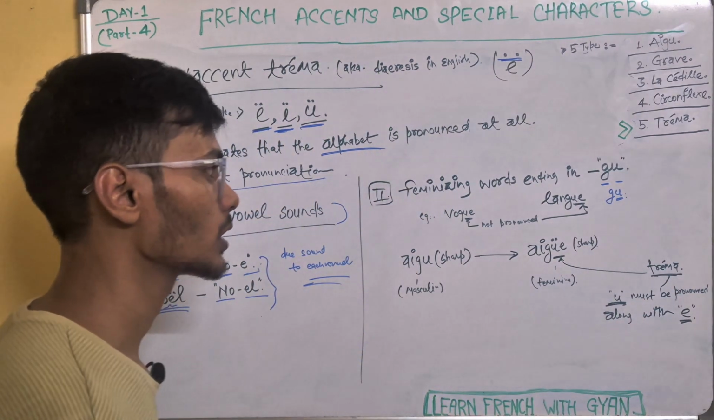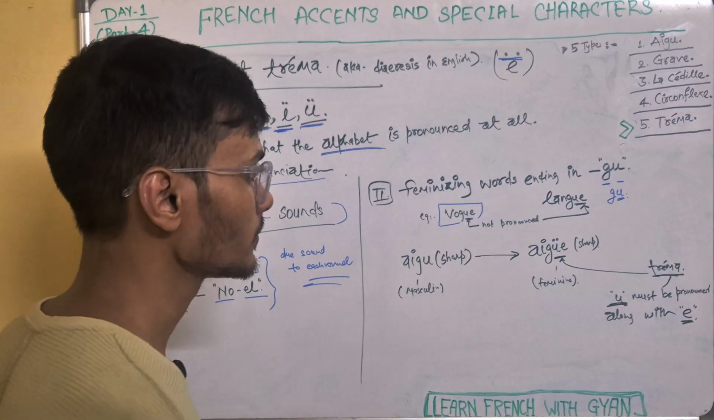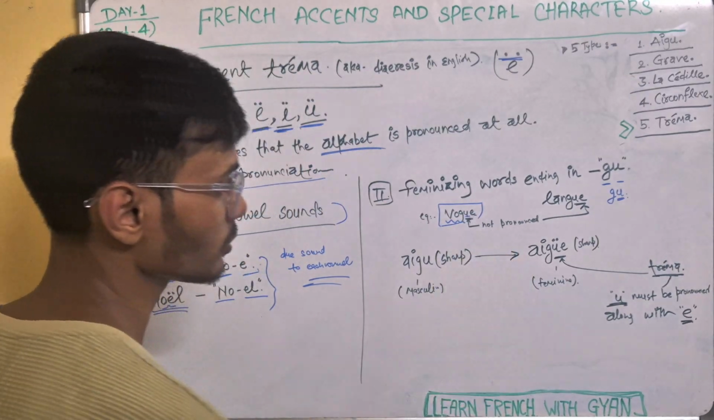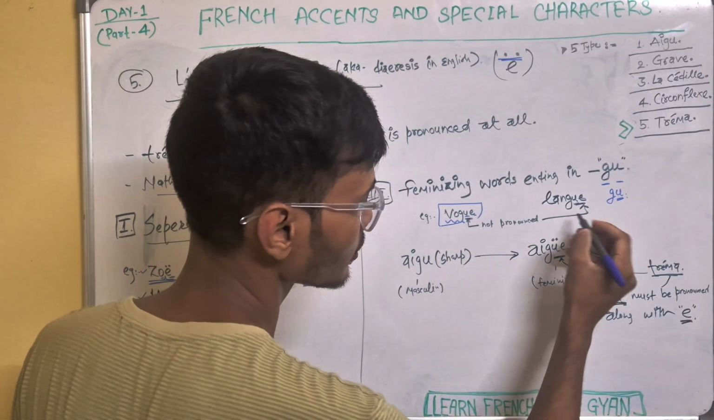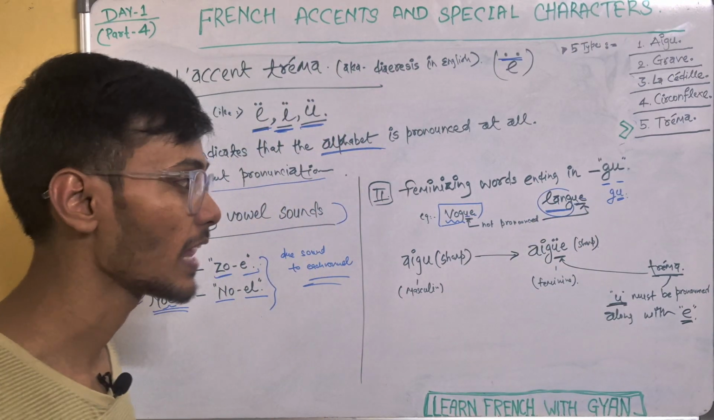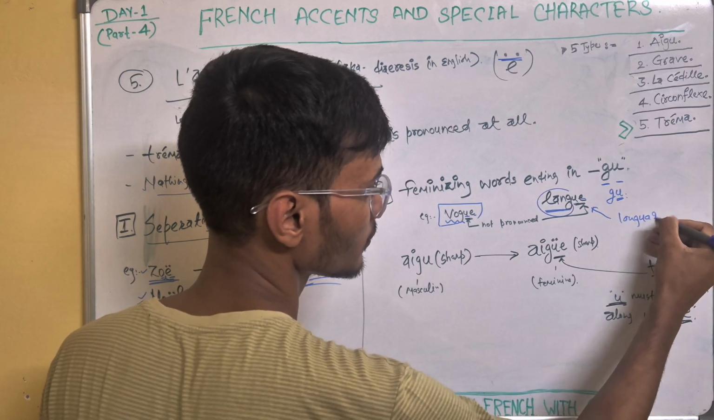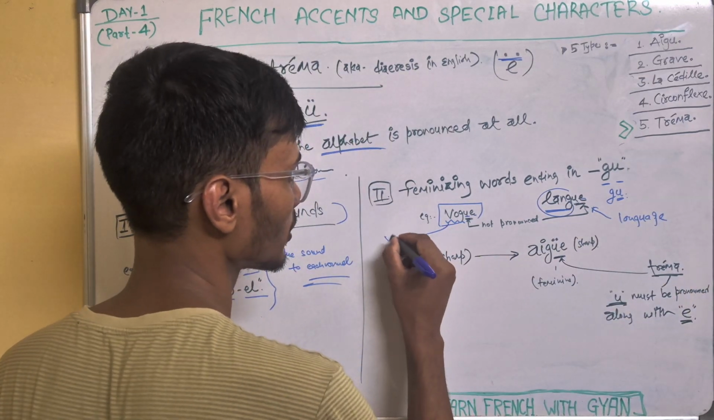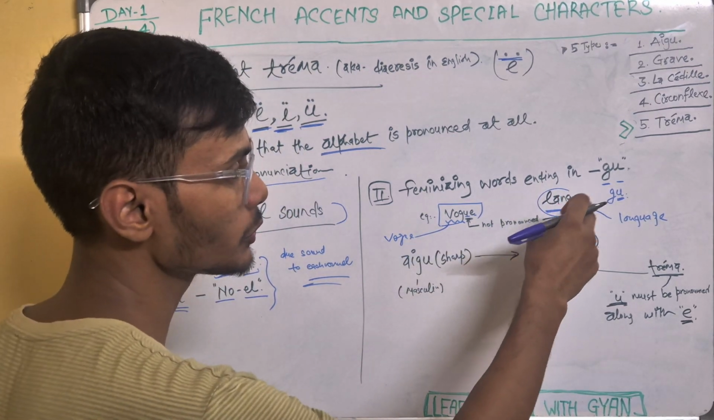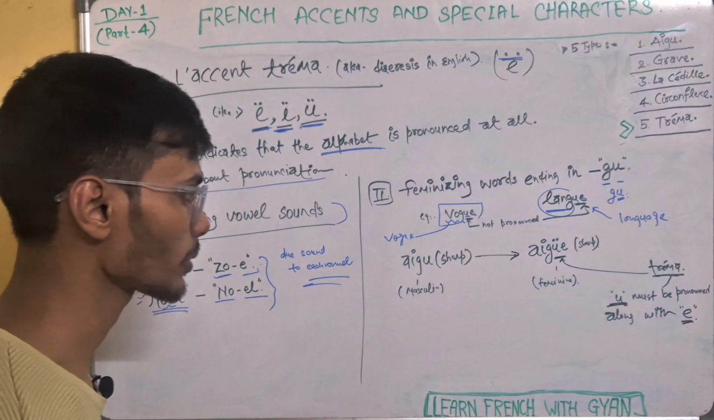So what are those words? Like we say this word vogue, which means in fashion. We pronounce only this part, right? Vogue, rather than the u and e also. So we do not pronounce the u and e there. We say only lang, right? Lang means language, and this vogue means in fashion. So the u and e in lang and vogue are not pronounced.